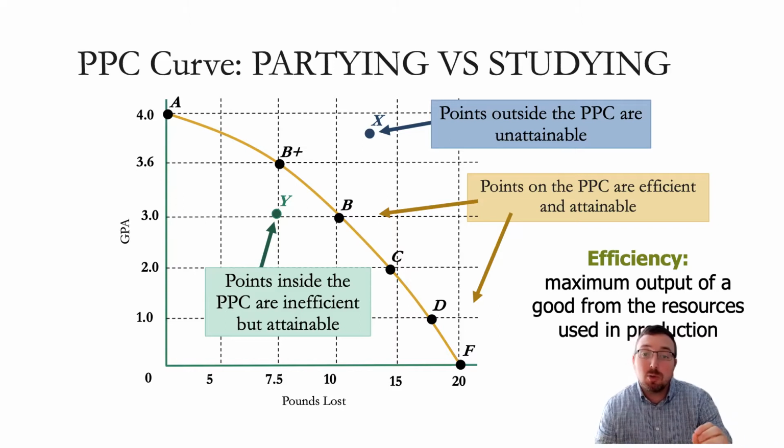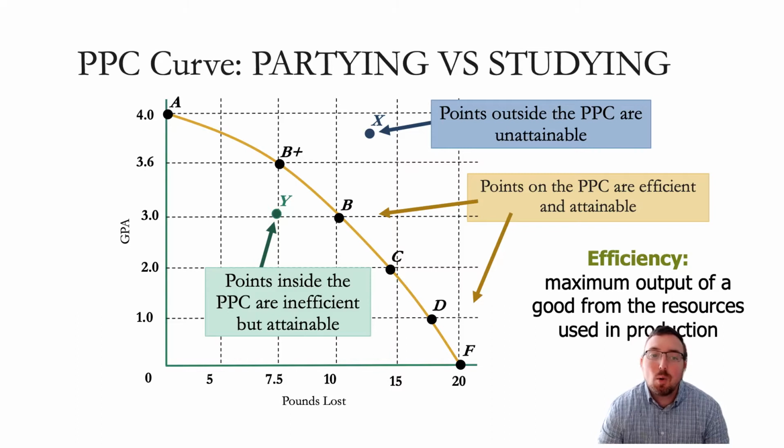We can use all of our time to study and get a 4.0, but we're not going to lose any weight. On the flip side, we could spend all of our time working out, losing 20 pounds, but we'd have no time to study. We're going to assume we're not going to get any grades. We're not attending school at all. And then there's everything in between, right? We could spend part of the time studying, part of the time working out to lose some weight and to get a high GPA.